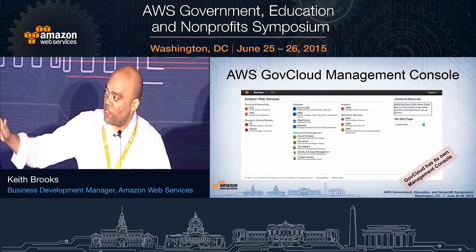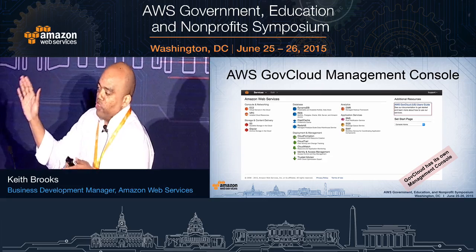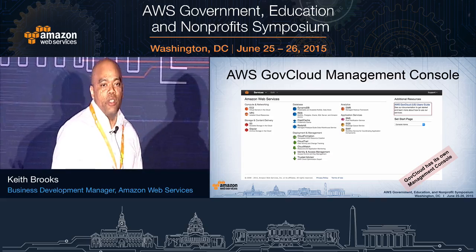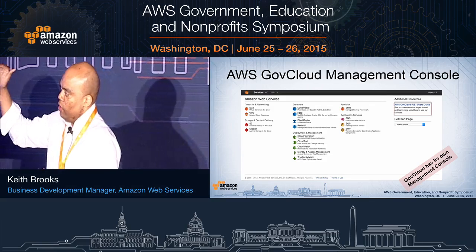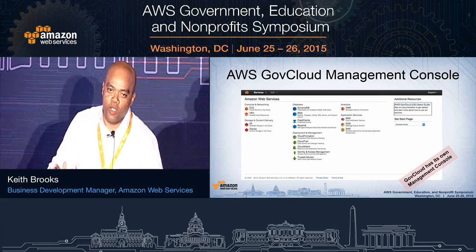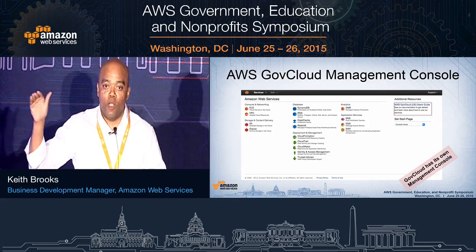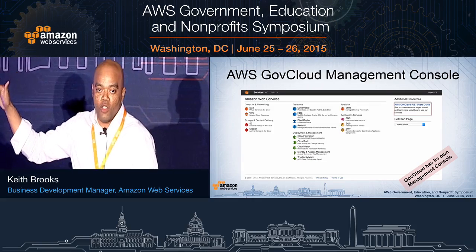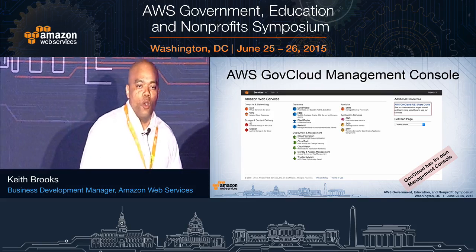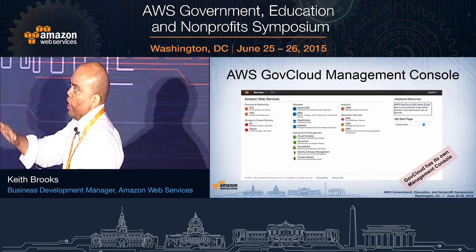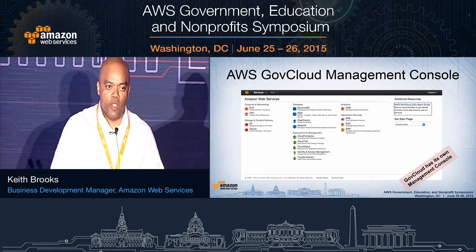So this is just a snapshot of the console itself. Just to reiterate, it looks like the same console that our standard AWS accounts have. You will notice that it just lists the services by category, and you interact with the console the same way you do for the standard console. But just like you cannot see the GovCloud region in the standard console, you will not see any other region from the GovCloud console, right? So if you have workloads that are in US East or US West or Frankfurt or Sao Paulo, you will not be able to interact with those regions and deploy resources in those regions from this console, for obvious reasons.